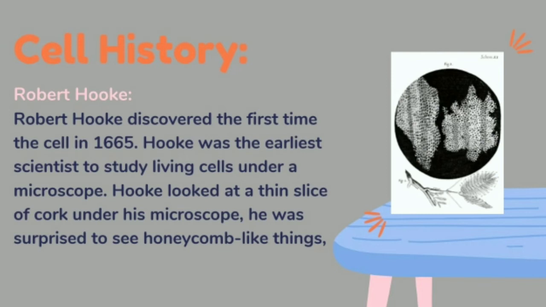When he looked at a thin slice of cork under his microscope, he was surprised to see what looked like a honeycomb. Hooke made the drawing and the figure. You can see in the picture the honeycomb-like structures drawn by Robert Hooke during his discovery of the cell.